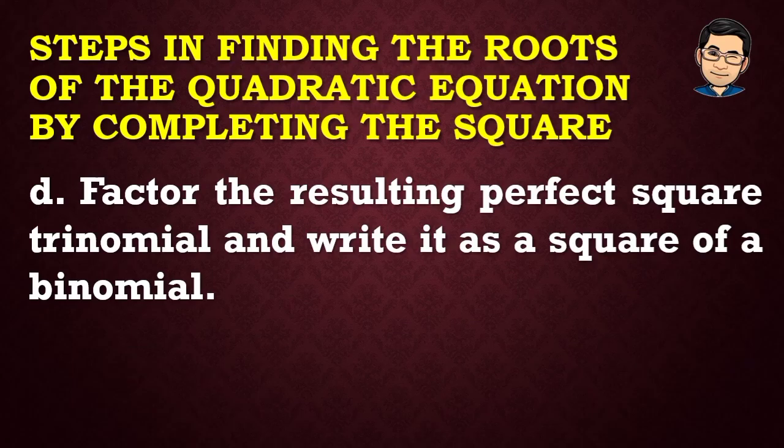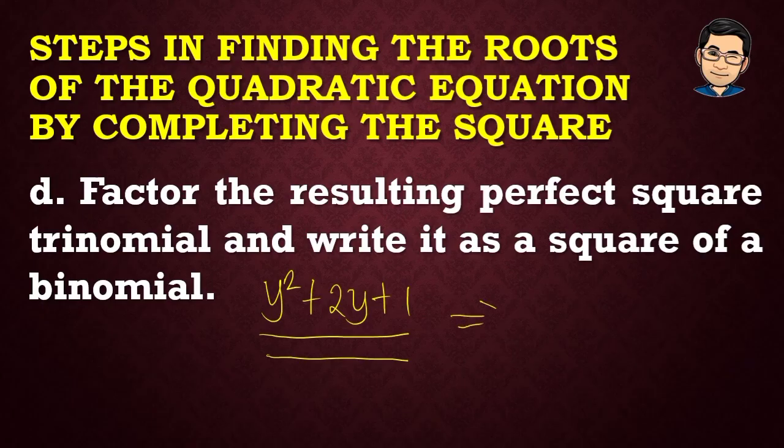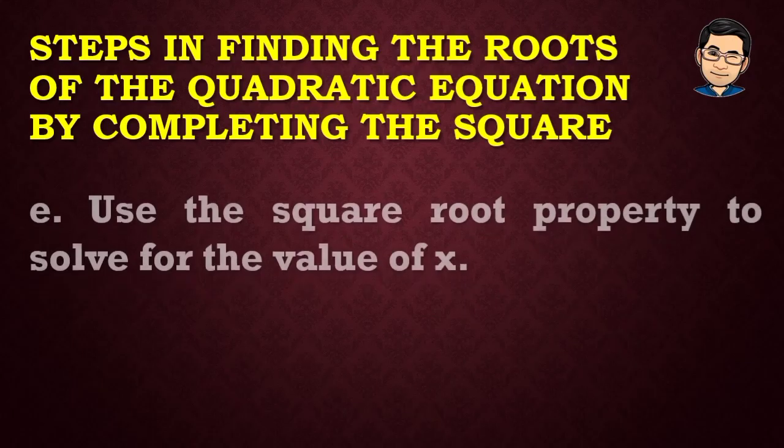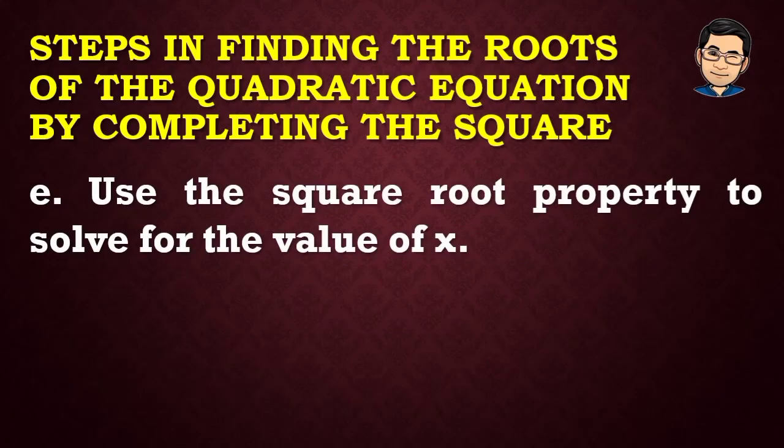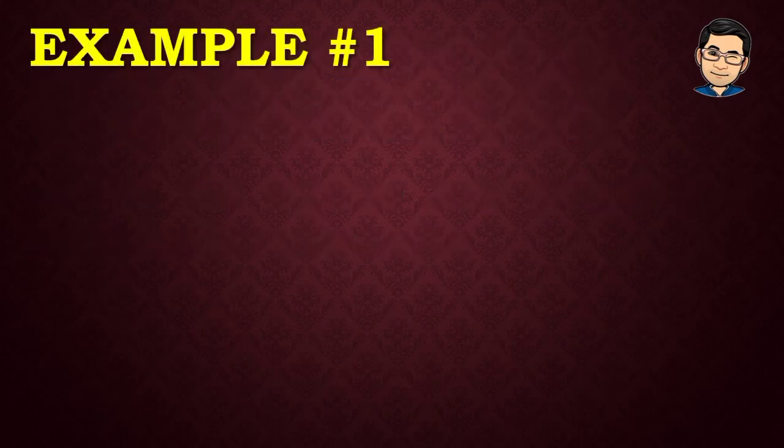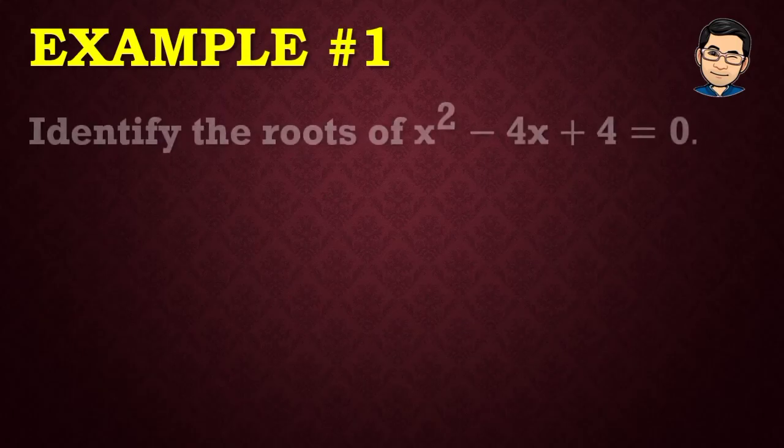So, halimbawa, y squared plus 2y plus 1. So, ito yung perfect square trinomial. Pag sinabi niyang isulat natin in the form of square of binomial, magiging ganito siya. Y plus 1 tapos squared. So, yung kagaya ng kanina. So, our last step will be use the square root property to solve for the value of x. So, let's have example number 1.